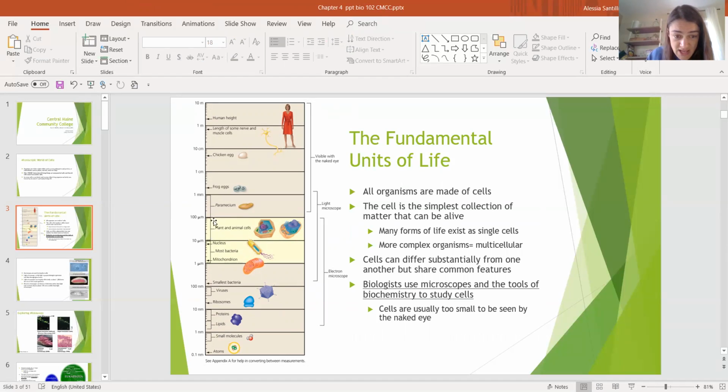And then actual cells tend to be smaller than 100 micrometers in length, right? So they're really, really small. And then of course, the actual features inside a cell, like the nucleus or mitochondria, are even smaller. Viruses are extremely tiny entities. And then of course we have the atom here, which is the smallest unit of matter. So cells are very small, and we can't visualize them with the naked eye. As you see here, we require a light microscope to do so, a microscope of any kind really. And there are varieties of different kinds of microscopes.